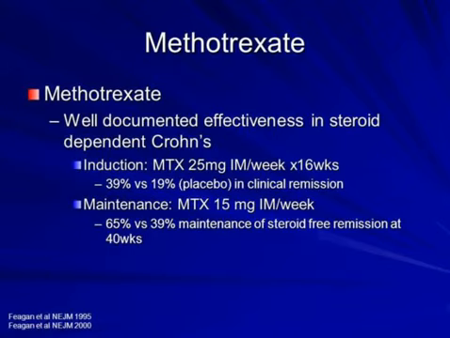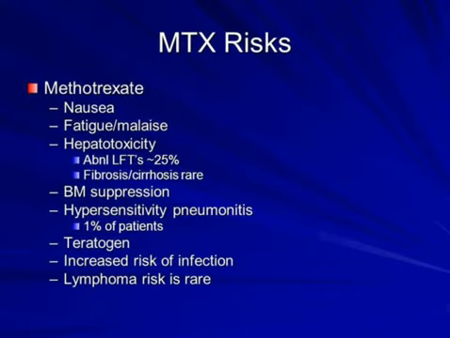So for the sake of time, I'm really only going to say a few words about methotrexate. Methotrexate is another immunomodulator that's used for the treatment of Crohn's. It's given by sub-Q or IM injection, and there is good data to support its effectiveness in Crohn's. Here are some of the potential risks of methotrexate. Some of the more common risks are nausea and fatigue, abnormal LFTs. Less likely, but more severe risks can include hypersensitivity pneumonitis, which can occur in about 1% of patients, or hepatotoxicity resulting in fibrosis or cirrhosis.